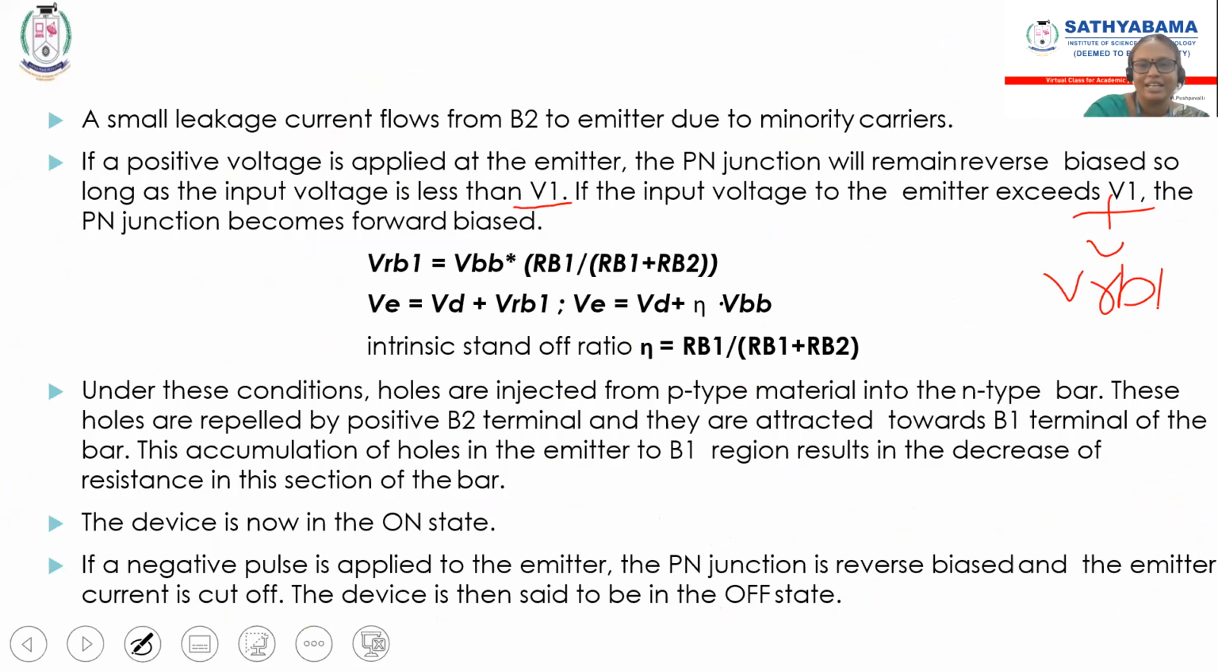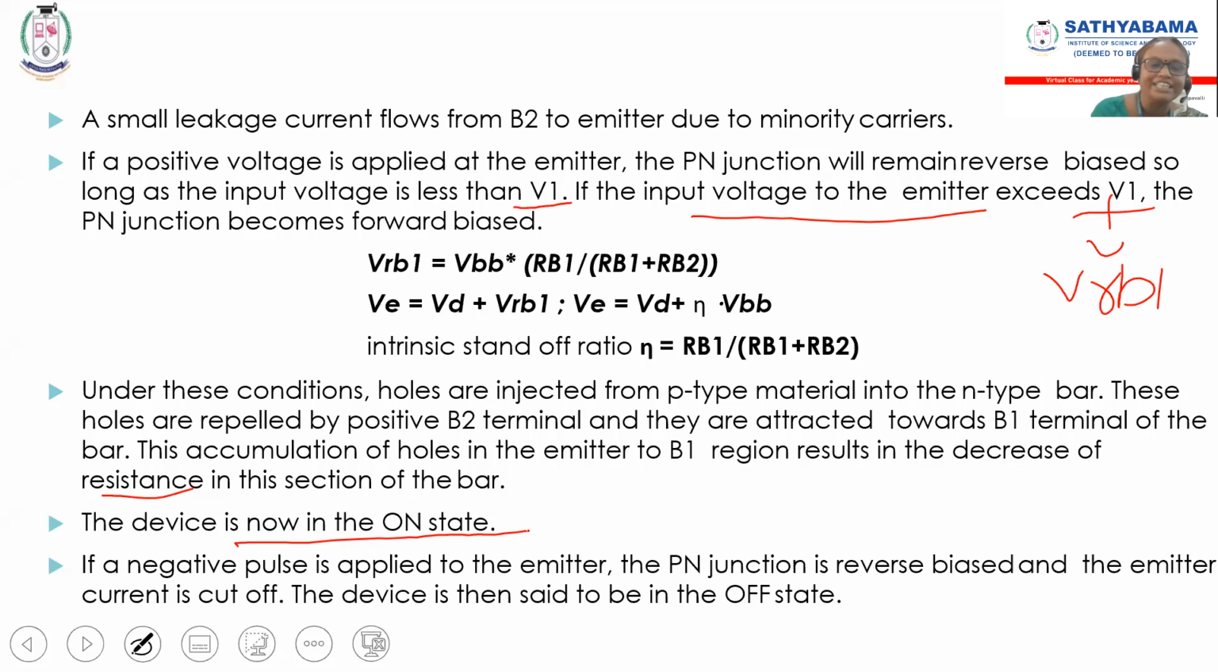Once my input voltage, that is my emitter voltage, exceeds VRB1, the PN junction will be forward biased, and the device will conduct. I always told you it's a negative resistance. Why? Because due to the application of voltage, the resistance decreases. That's why we say it has negative resistance characteristics, and the device will be in the on state. So while my emitter voltage is zero or less than the voltage across RB1, my PN junction will be reverse biased, and the device will carry only a small leakage current.